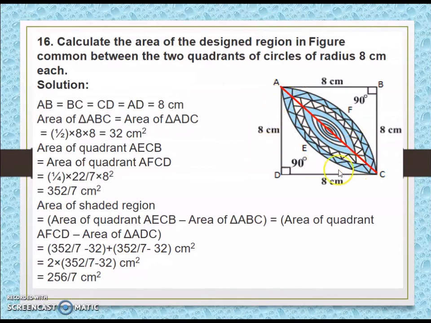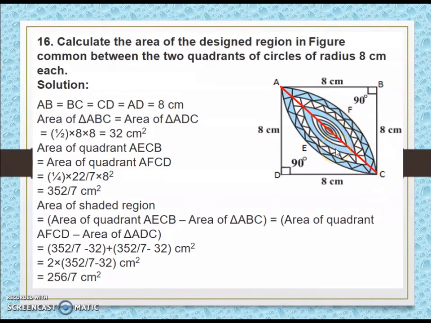So first assume this quadrant. This design, if you divide into two parts like this, just join AC. This design is divided into two equal parts. Now these are two segments. One segment is formed with the help of this quadrant, another segment is formed with the help of the other quadrant. So if you can find the area of any one segment, you can just double it and find the area of the design.